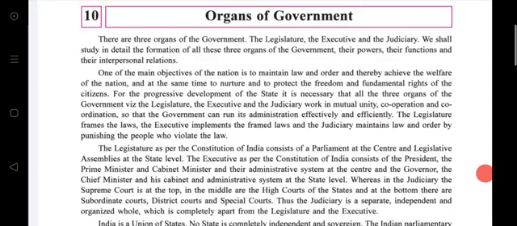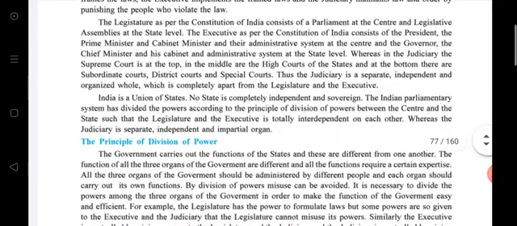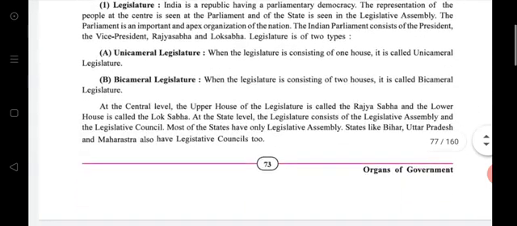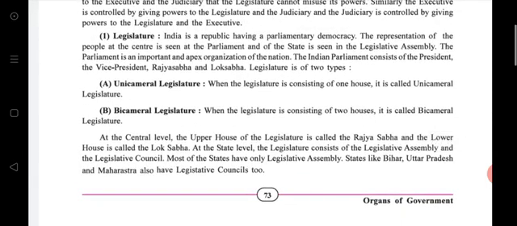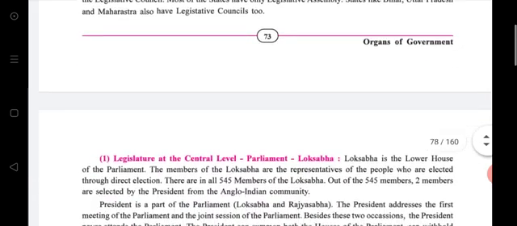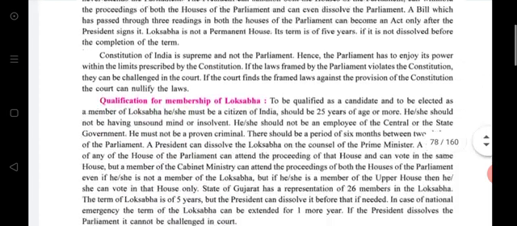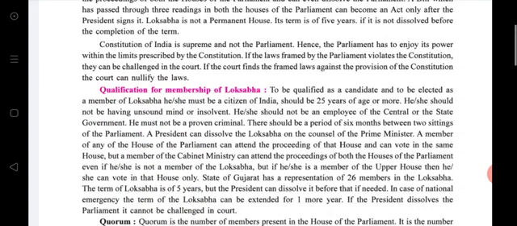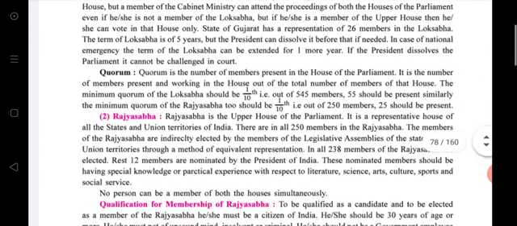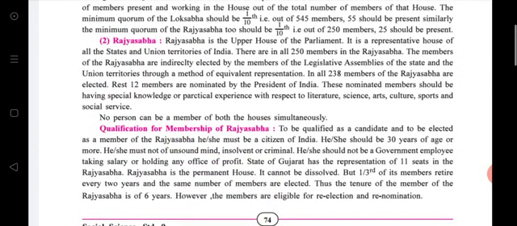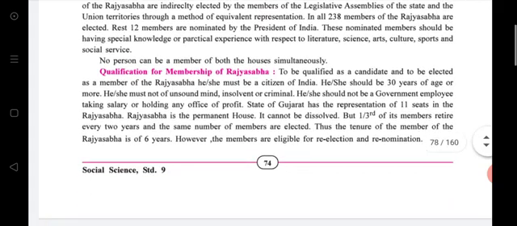First question is types of organs: legislature, executive and judiciary. Then you write 2 types of legislature: unicameral and bicameral, and their definitions. Then you write a short note on Lok Sabha, only 5 to 6 points. Then qualification, only 4 to 5 points. Then Rajya Sabha, and also qualification for Rajya Sabha. Like this, all the points of this chapter you can write in your fair note.